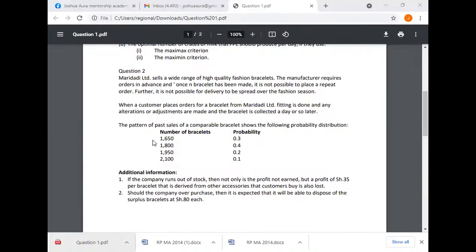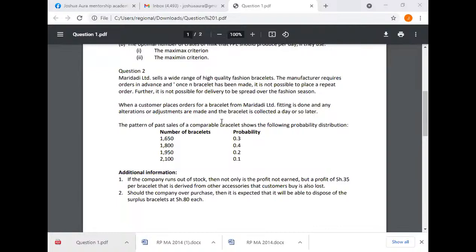So, ladies and gentlemen, we are told here, question number 2: Maridadi Limited sells a wide range of high quality fashion bracelets. The manufacturer requires orders in advance, and once a bracelet has been made, it's not possible to place a repeat order. Further, it's not possible for delivery to be spread over the fashion season. When a customer places orders for a bracelet from Maridadi Limited, fitting is done and any alterations or adjustments are made, and the bracelet is collected a day or so later.